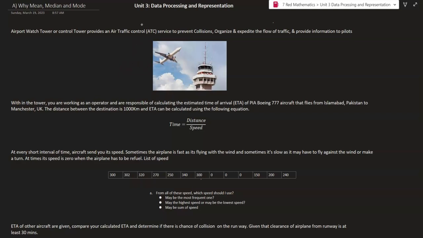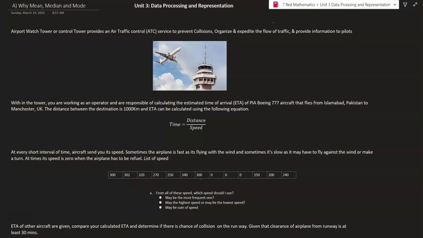Assalamu alaikum class. So today we are going to do unit 3, data processing and representation, and the topic is why mean, median and mode. So we have been calculating mean, median and mode before, but we have to understand why we are calculating it in the first place.